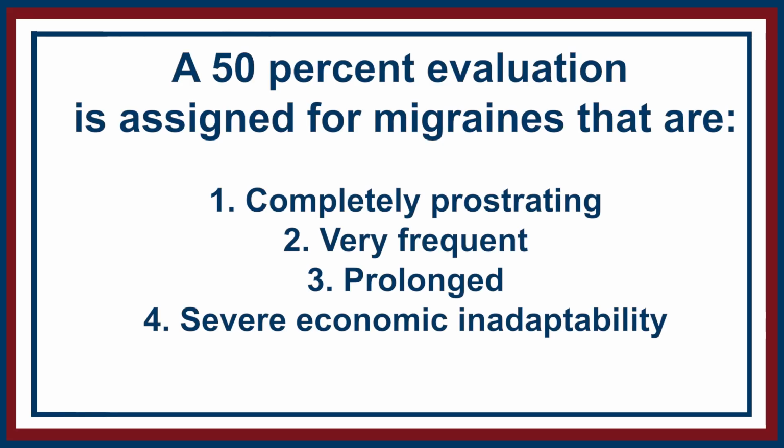All right, guys, so that's the 4 elements. 1, they have to be completely prostrating. 2, very frequent. 3, prolonged. And 4, capable of producing severe economic inadaptability. Now we're going to talk about the 4 types of evidence you can submit to support this claim.